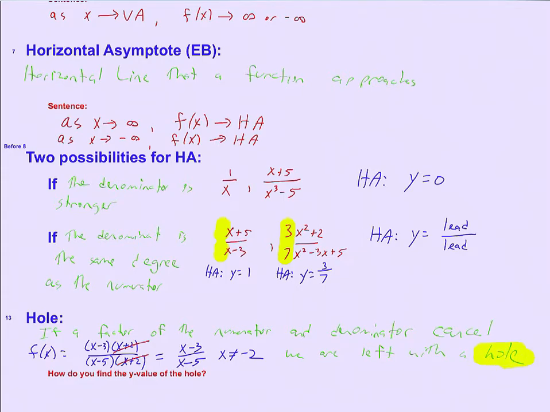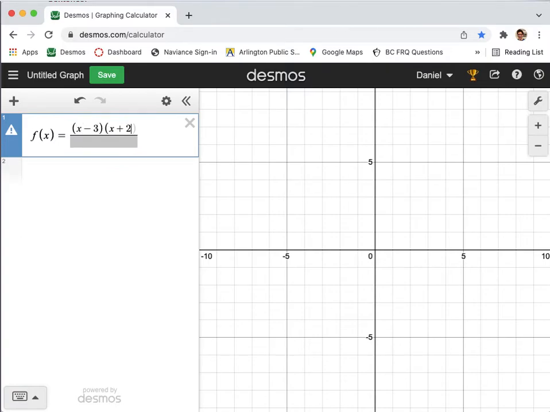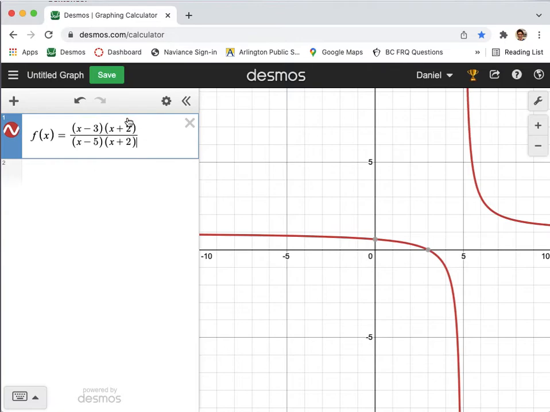It's a little bit tricky on Desmos. The function we were graphing was x minus 3 times x plus 2 over x minus 5 times x plus 2. According to the x plus 2's, we would expect to see a vertical asymptote at x equals -2. But it's not there. Or, according to the 0 of the numerator, we'd expect to see an X-intercept at x equals -2. But it's not there. What is there at -2, though? Let's take a look and see what's happening in the function when x is -2.